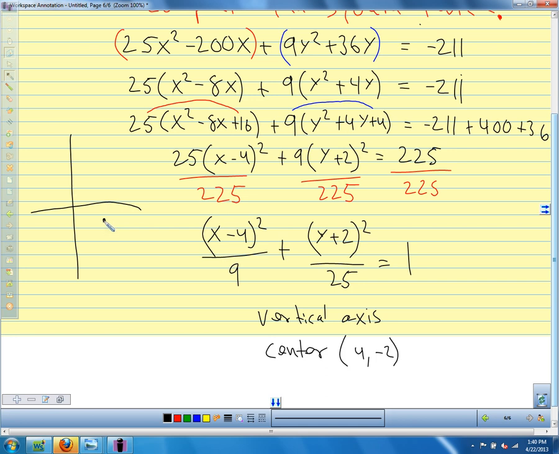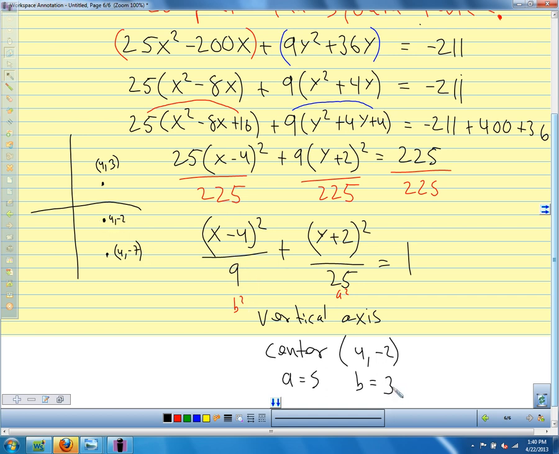So I'm just going to make a really rough sketch. From this, a equals what? 5. This is a squared, and this is b squared. So a equals 5, and b equals 3. So I go up and down 5 units from 4, negative 2. If I go up 5 units, I would be at the point 4, 3. If I go down 5 units, I would be at 4, negative 7.